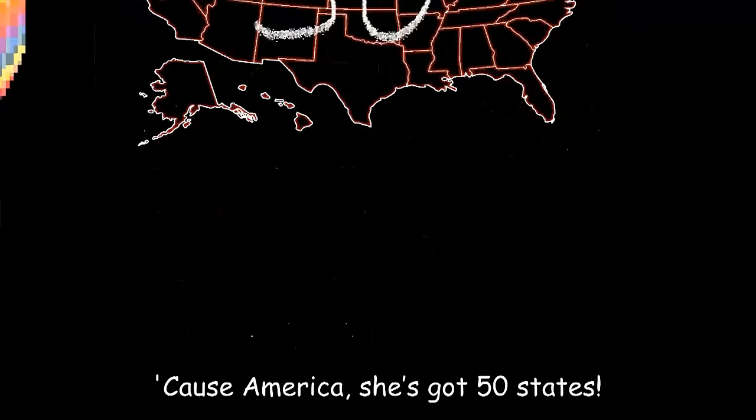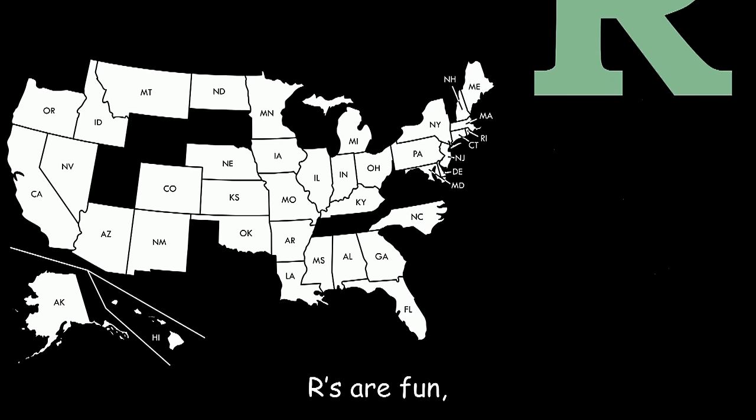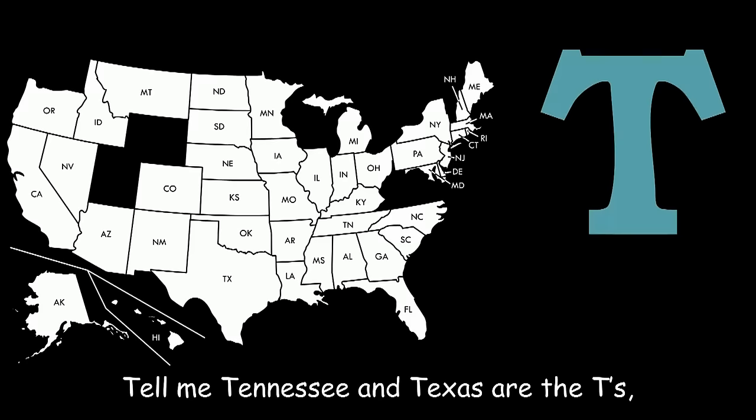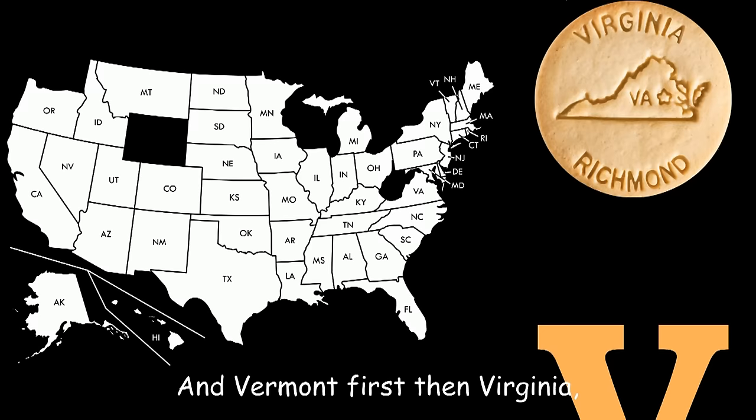Ohio, Oklahoma, Oregon, Pennsylvania, and Rhode Island, ours are fun. Oh, two states that start with South, they're just rolling from my mouth. South Carolina, South Dakota, S is done. Tell me Tennessee and Texas are the T's. Good ol' Utah, spelled with you now if you please. And Vermont and Virginia are two V's, you've got it in ya.